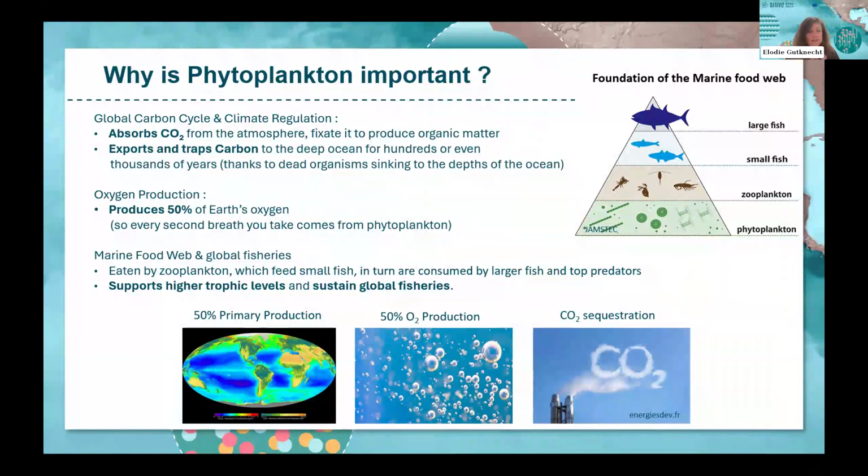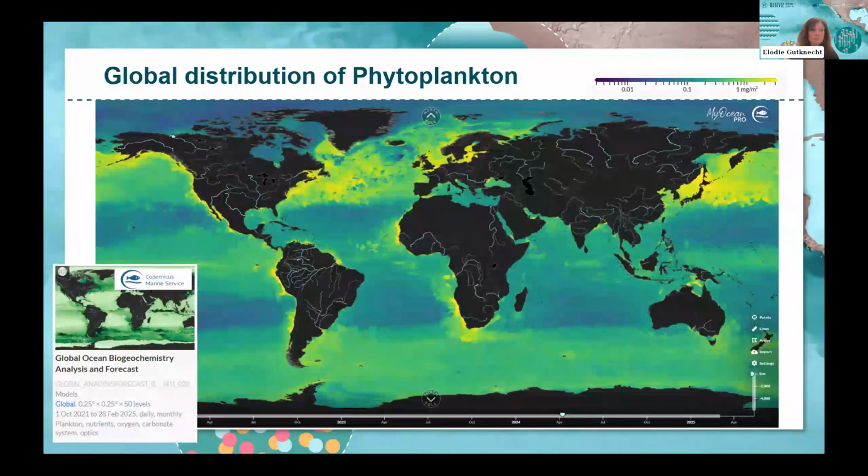Another important point is that phytoplankton is eaten by zooplankton. Zooplankton is eaten by small fish and then large fish and top predators up to seabirds. So they are the foundation of the marine food web and they sustain global fisheries. So phytoplankton matters, and that is why phytoplankton blooms strongly interest scientists.